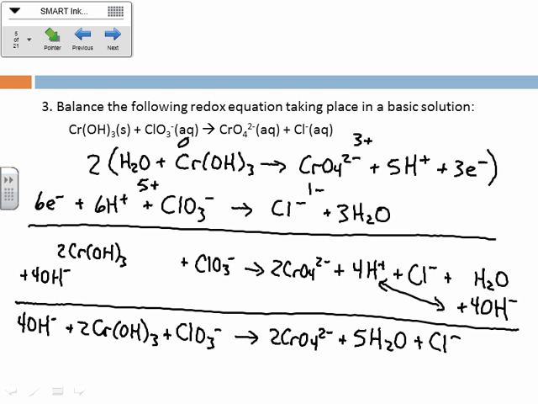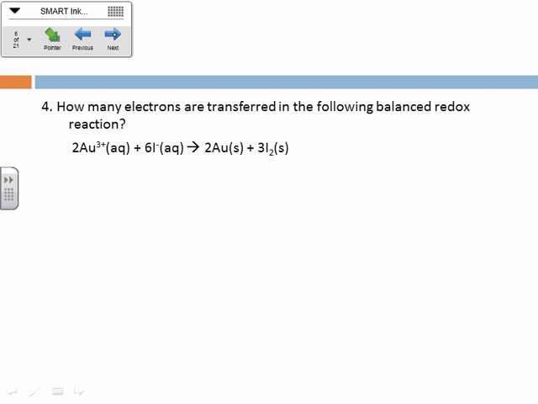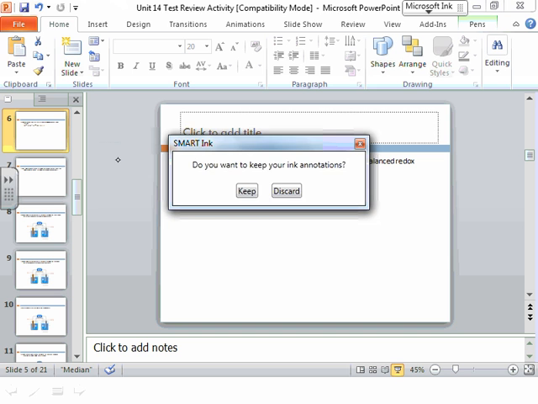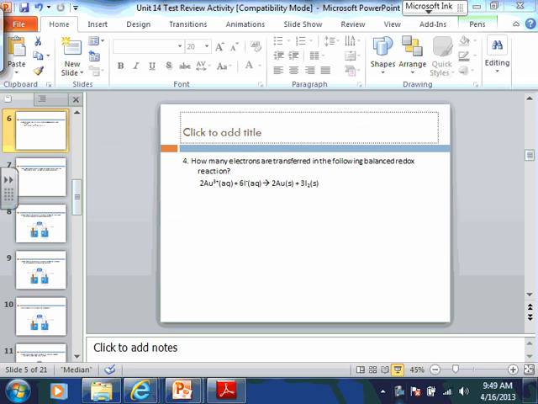Okay? All right. So there's that. Everybody ready to go on? Next, how many electrons are transferred in the following balanced redox reaction? You might not even need 2 minutes for this one, so maybe I'll give you a minute or so, see if you can figure this out.